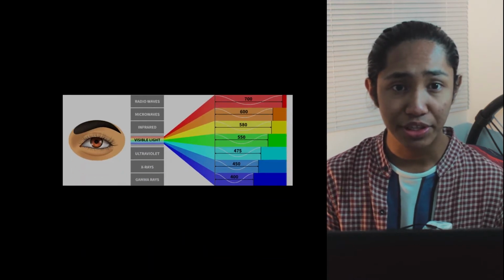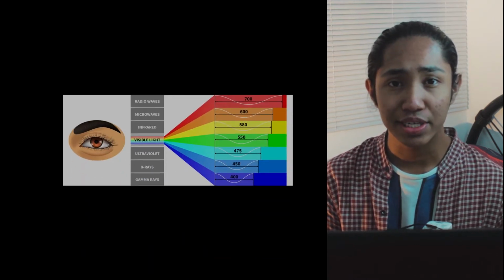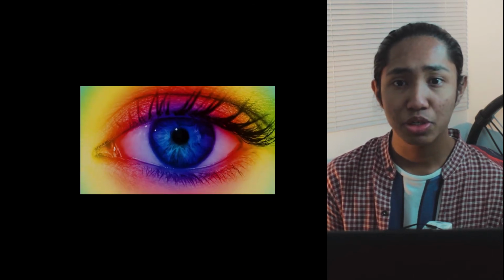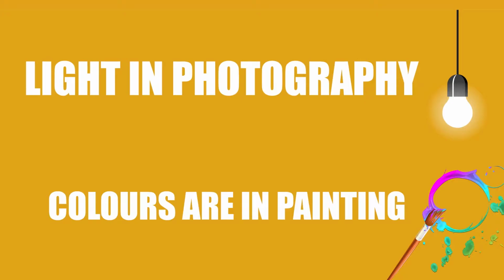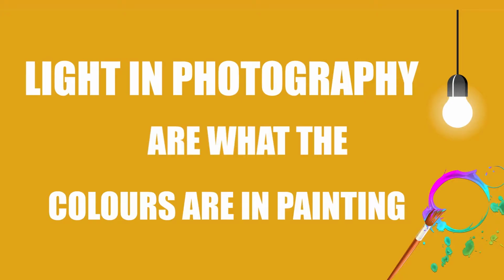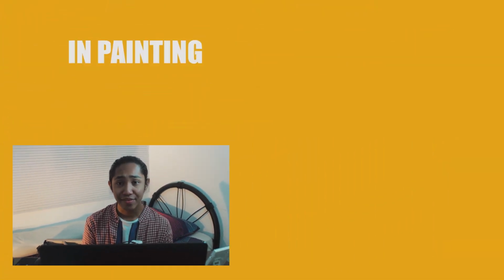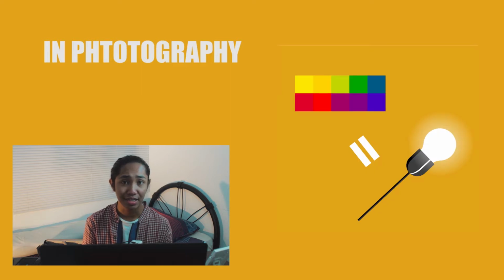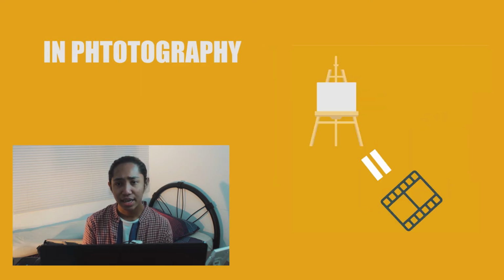Technically speaking, light is part of the electromagnetic wave spectrum. It is usually referred to as visible light, which is visible to the human eye and responsible for the sense of sight. Light in photography is what colors are in painting. In painting, there is a canvas and colors. In photography, you can say colors is light, brush is lens, canvas is a sensor or film.